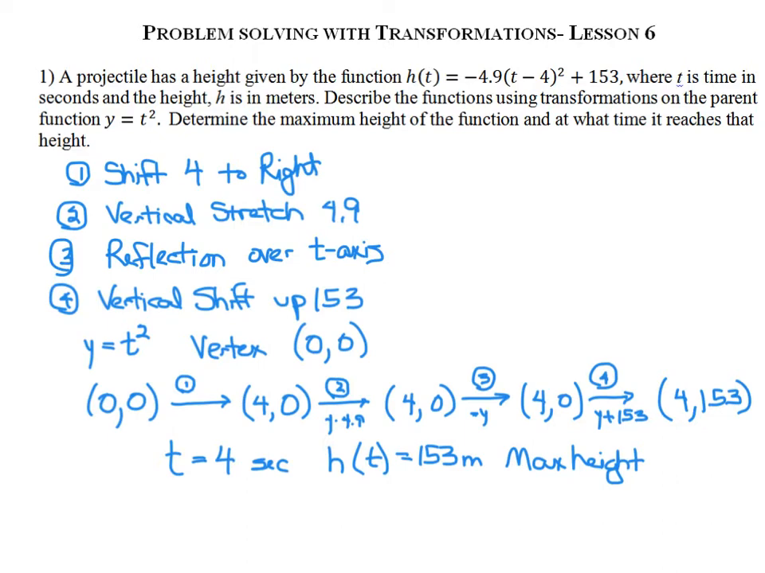In the last chapter, remember how we did vertex form? We were actually given vertex form right here, so we could have also read the vertex right from this vertex form. So the vertex form would have also told us that 4, 153 was going to be my vertex on this projectile.